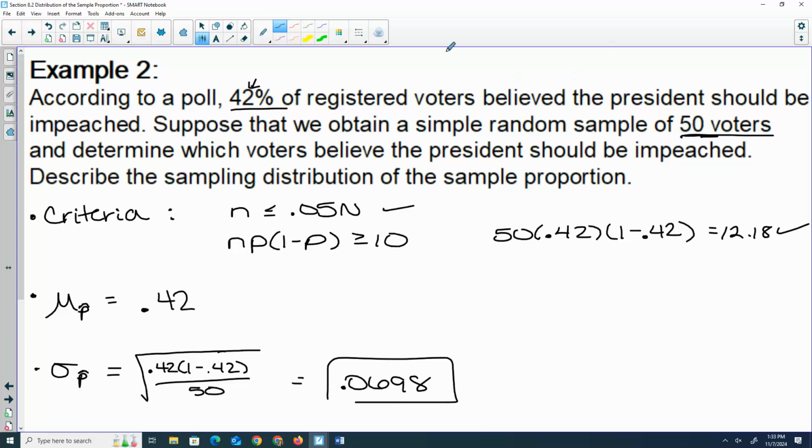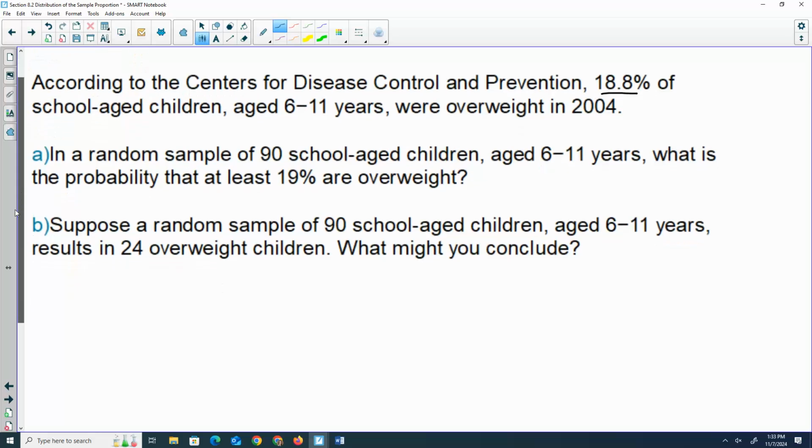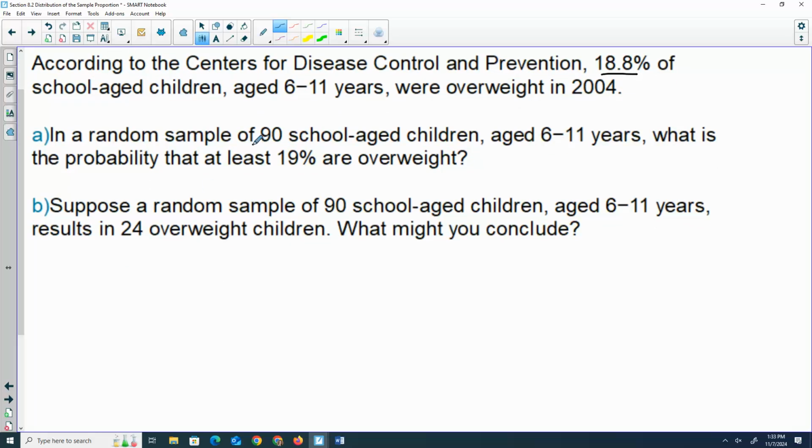Let's do one where we have to calculate some probabilities. So according to the Center for Disease Control and Prevention, 18.8% of school-aged children ages 6 to 11 years were overweight in 2004. Part A. In a random sample of 90 school-aged children aged 6 to 11, what's the probability that at least 19 are overweight? We have a lot of numbers here.